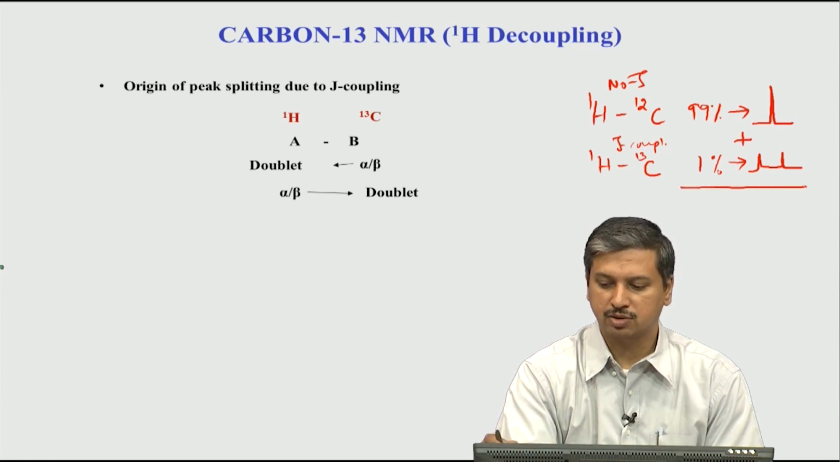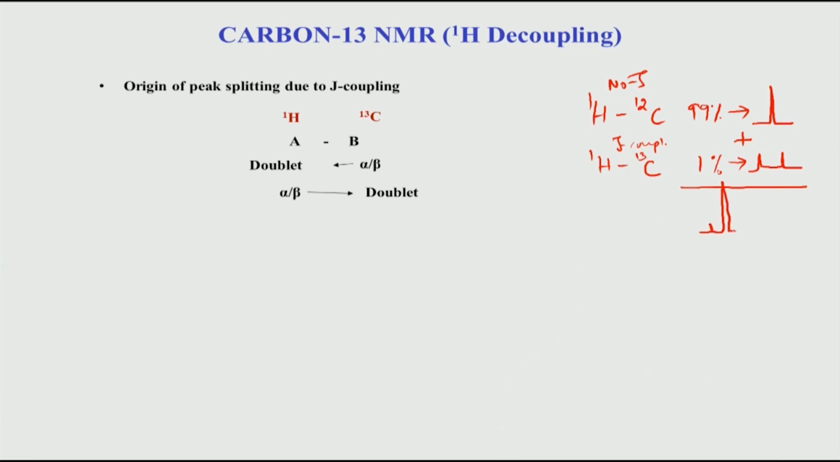So, you have to add these two. If you add these two, what will you get? You will get a small peak, a tall singlet, and a very small peak like this, because this height corresponds to 1%, whereas this is 99%. So, this is about 100 times taller compared to these small peaks. We use the word satellites, so these are called satellite peaks. This is the case in the hydrogen spectrum.